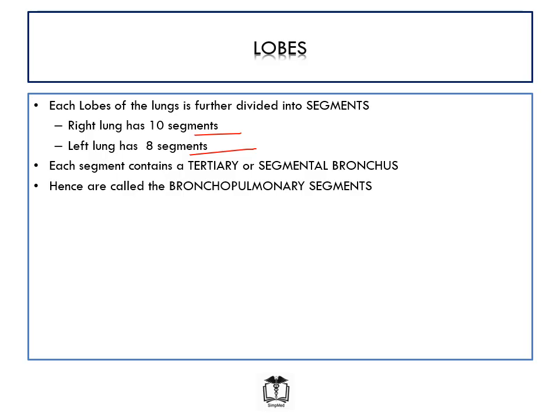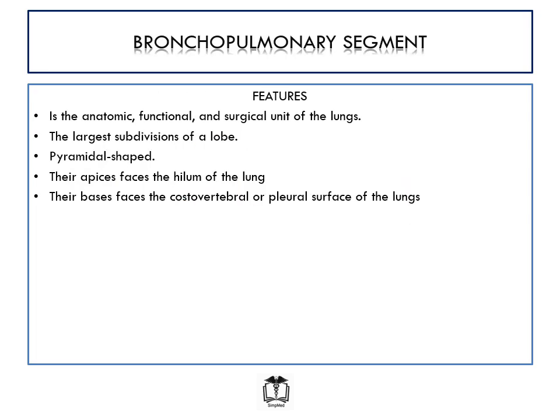And the combination of the segment of the lungs and the segmental bronchus gives rise to what we call the bronchopulmonary segment. So the bronchopulmonary segment is just a combination of the segmental bronchus and the segment of the lungs. So let's talk about the bronchopulmonary segment.